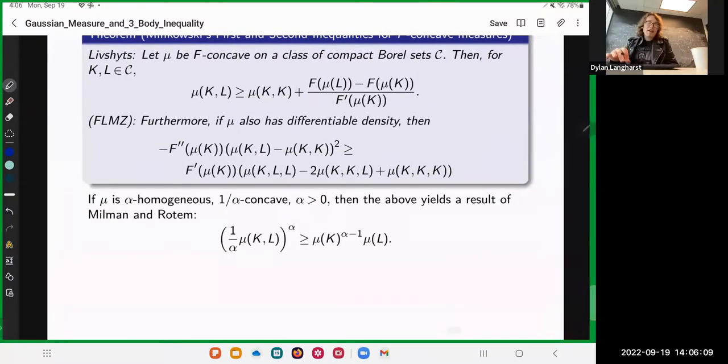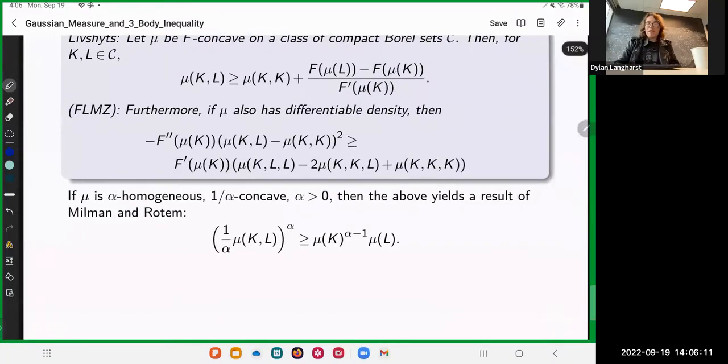We'll get to it. I also want to kind of point out something that's pretty and cute. If mu is alpha homogeneous and 1 over alpha concave, this guy right here reduces down to this nice, pretty formula. And so here again is 1 over n that we were missing from the definition. It just appears on its own naturally. And this was first shown by Milman and Rotem. So you can clearly see that this is the volume case, essentially.